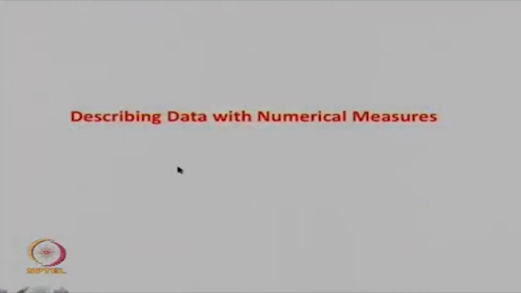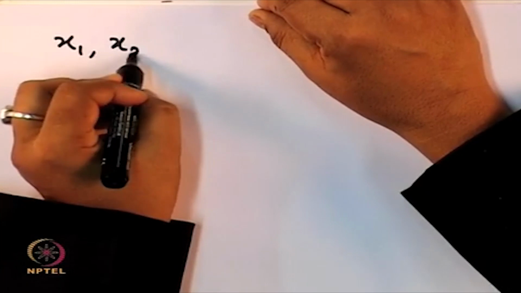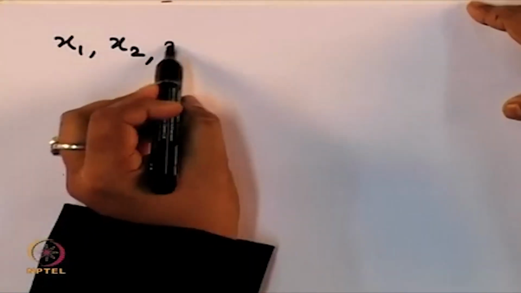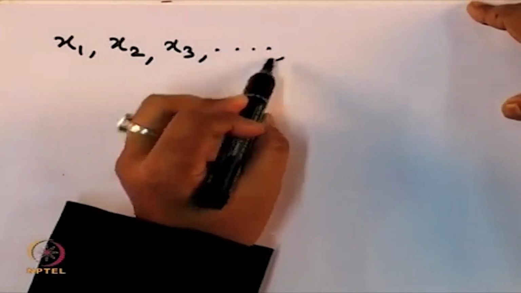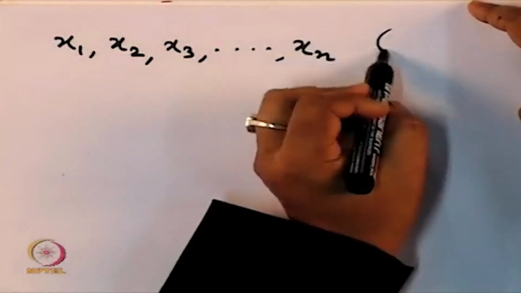And that brings us to the next topic: how can I come up with numerical measures to describe data. And perhaps the most popular one, the most widely used one, is the arithmetic mean, which most likely all of you have heard. So, average or arithmetic mean, the way it is defined is, let us say I have a set of variables x1, x2, x3 dot dot dot xn, n variables. Now, this is my sample, okay.